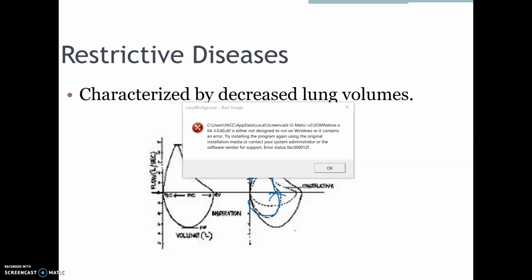And I'm not sure why I keep getting these errors, but I'm going to go ahead and stop there, and then I will reopen and continue on.